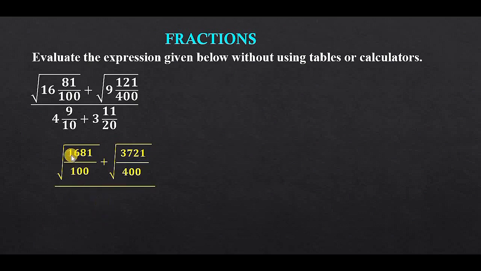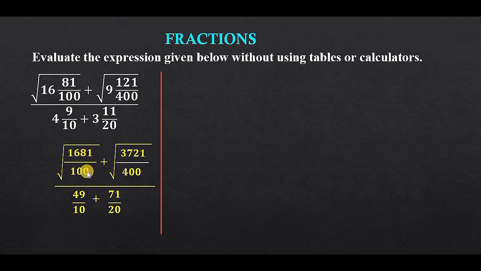On the denominator we have 4 and 9 over 10. That becomes 49 over 10. And plus 3 and 11 over 20, that is 71 over 20. At this point, the next thing is now to factorize these values given.